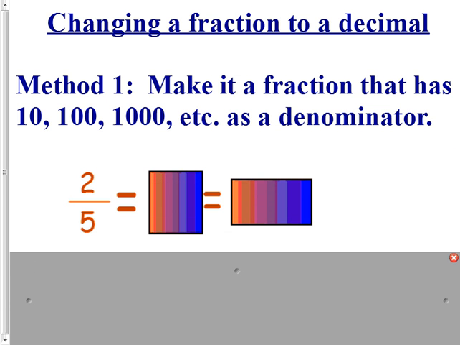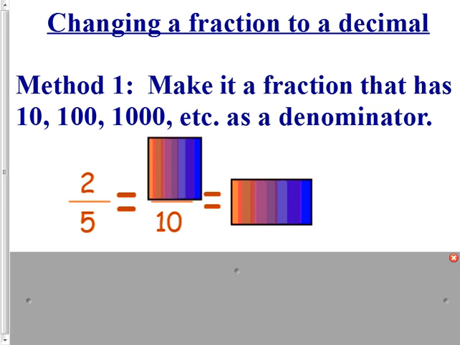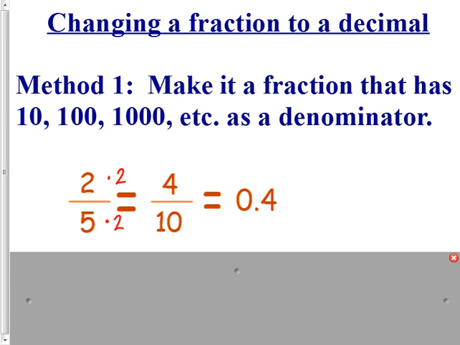So our first one is 2/5. And when we look at that, can we make it have a denominator of 10? Yeah, we can. And the way we make it have a denominator of 10 is 5 times 2 is 10, so we have to do the same thing to the numerator. 2 times 2 is 4. So we end up with the fraction 4/10, which is also the decimal 0.4, 4 tenths.